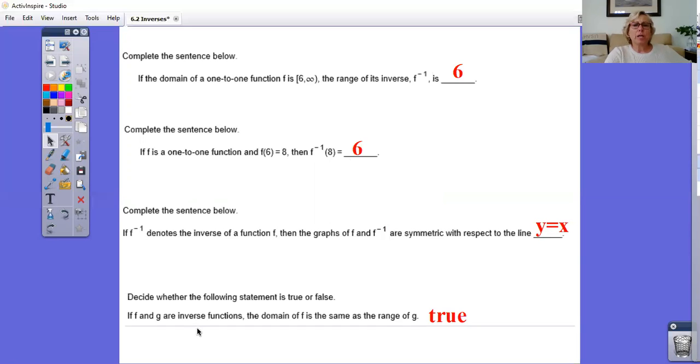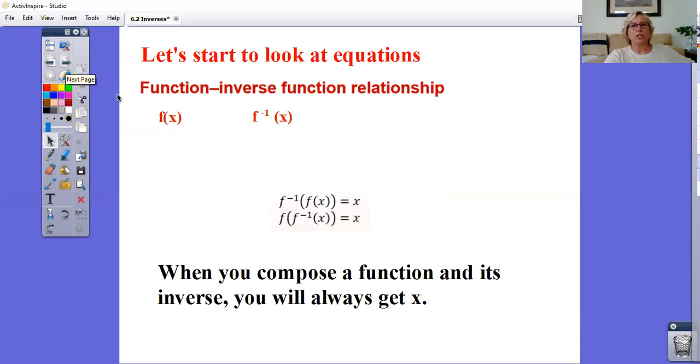If f and g are inverses, the domain of f is the same as the range of g, and that is true. Now let's look at equations. I've got my function f and my inverse function, and I want to look at their relationships. Now, if I compose those two functions, if I put f of x inside, composed into f inverse, my answer will come out to be x, and vice versa. When you compose a function and its inverse, you will always get x.